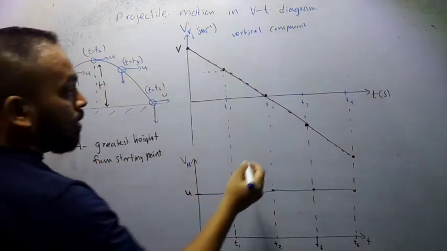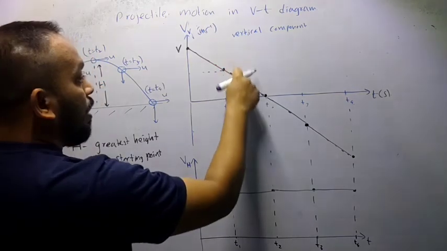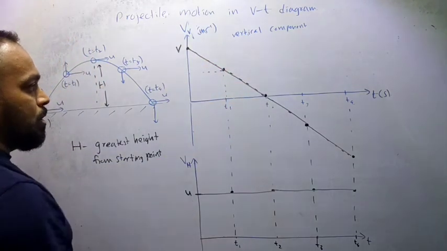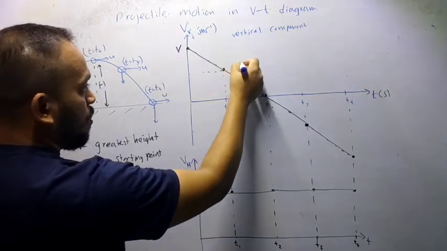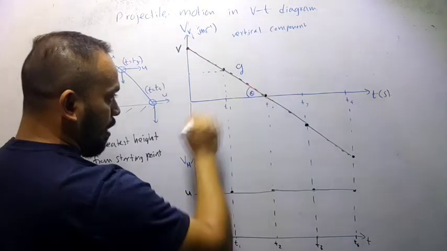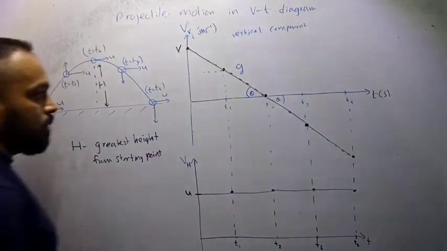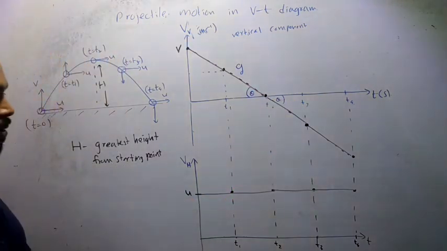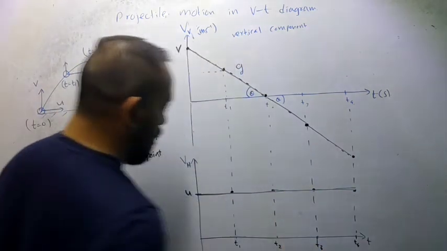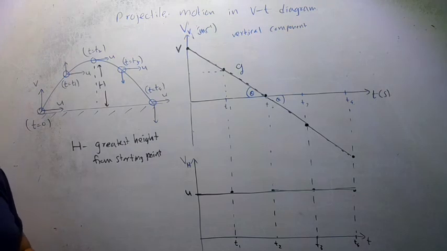Right. You know that the vertical component changes due to gravity. So g is the acceleration. Here you can mark an angle if you want, right? Here the horizontal line does not change. So the horizontal line does not change at all.